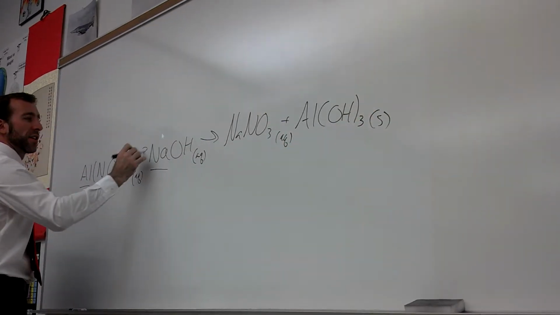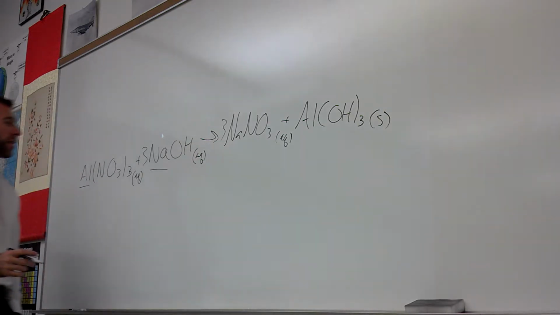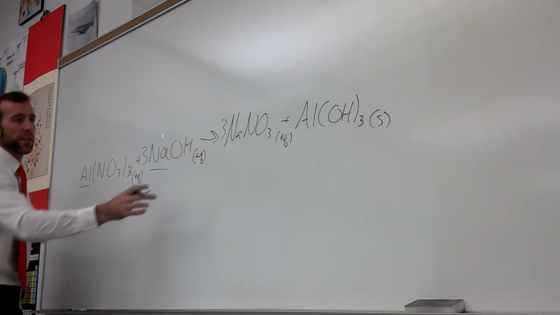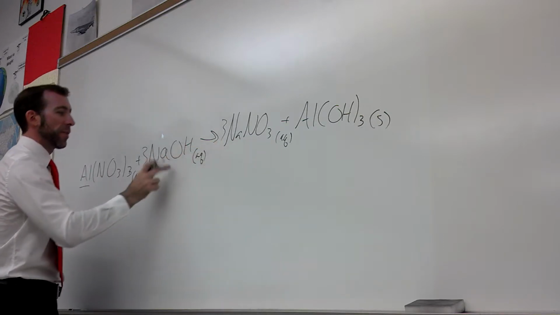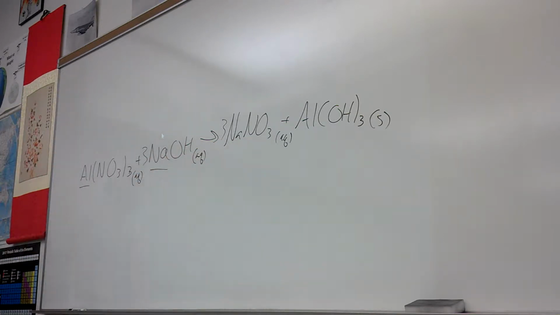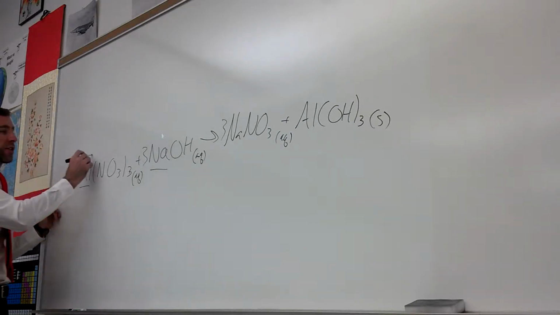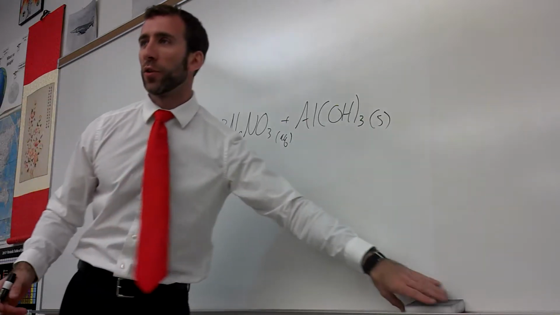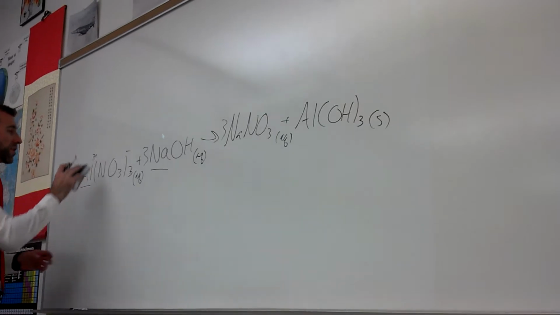To balance it, this should be a 3 and this should be a 3. Why? Because you want to look at the whole nitrate. There's 3 nitrates, which gives me 3 sodium, ergo 3 sodium, 3 hydroxide. The only mistake I saw was that somebody had accidentally put a charge in. You would not do this, because at the end, those are canceled out. It's become charge neutral.